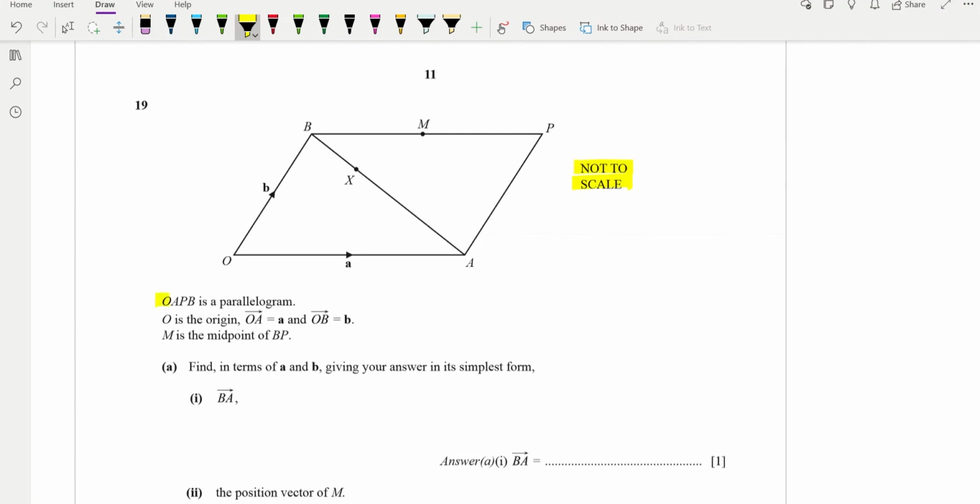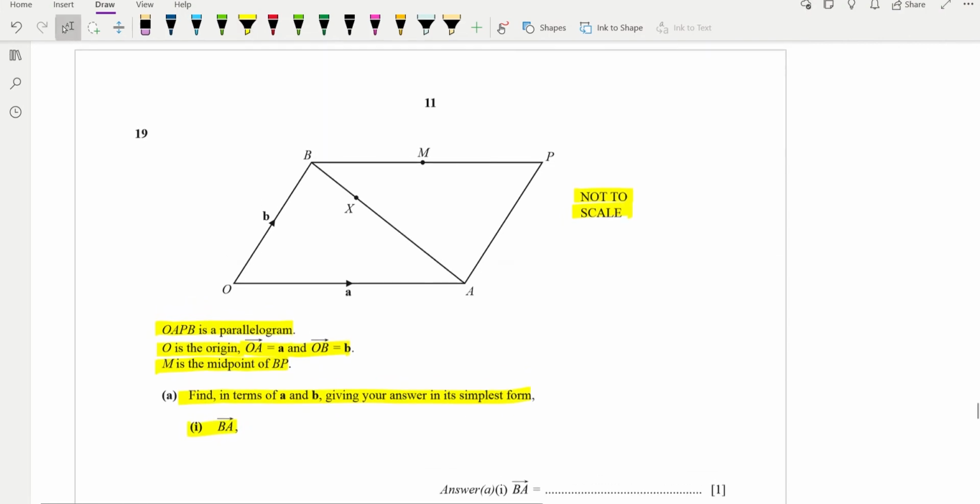Not to scale. OAPB is a parallelogram. O is the origin. OA is equal to A. OB is equal to B. M is the midpoint. Now find in terms of A and B, giving your answer in its simplest form, BA. So first of all, we require BA. BA is this one, and the direction will be this.